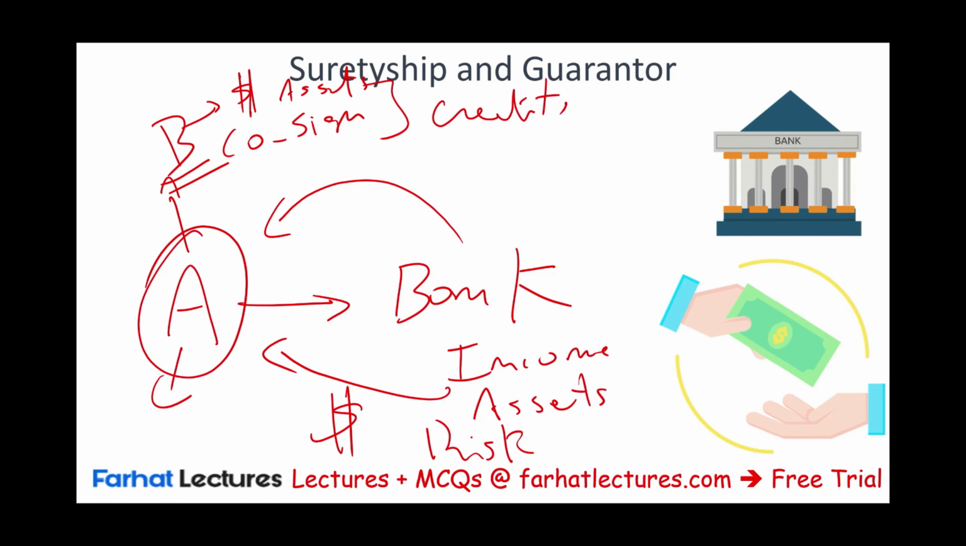Sometimes A may have no credit because they might be young. But if B has good credit and income, then we would say, okay, now you qualify for the loan, but here's what B has to know. If you don't pay off the loan, if you don't pay us, B is responsible for that loan. And this is the concept of suretyship and guarantor.